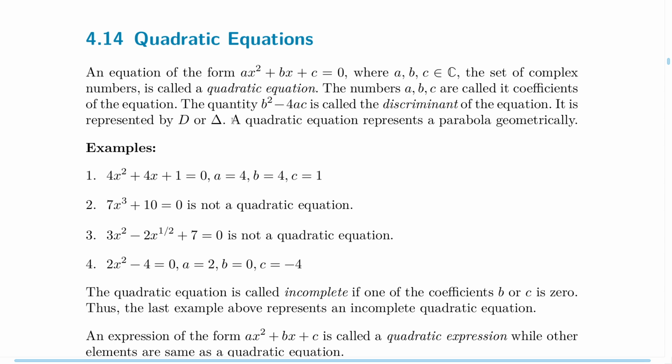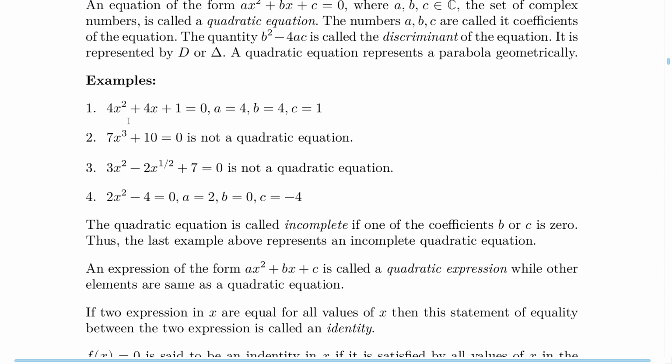If you plot a quadratic equation, it will always show up as a parabola. Now there are certain examples here: 4x square plus 4x plus 1, so a is equal to 4, b is equal to 4, c is equal to 1. If you look at 7x cubed plus 10, then it will not be a quadratic equation because the power of x is 3. So it's a cubic equation, not a quadratic equation. Similarly, if you consider 3x square minus 2x to the power half plus 7 is equal to 0, then we don't have the term x, and we have this term x to the power 1 by 2, which cannot be there in a quadratic equation.